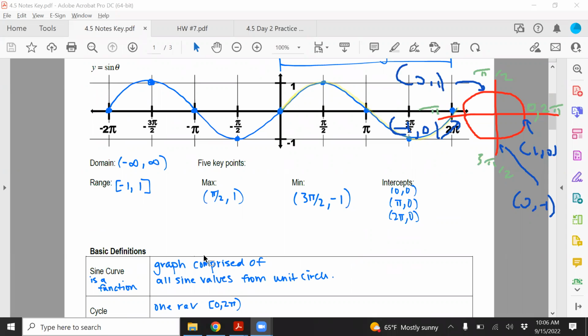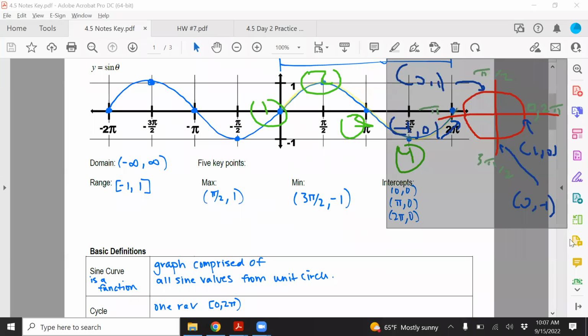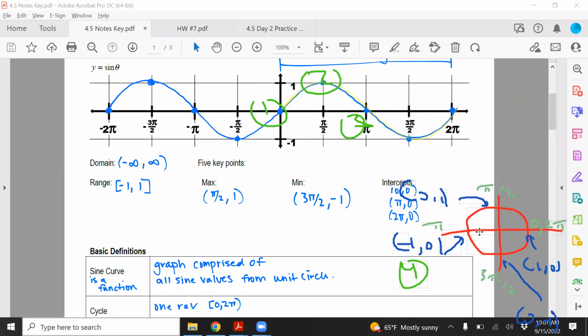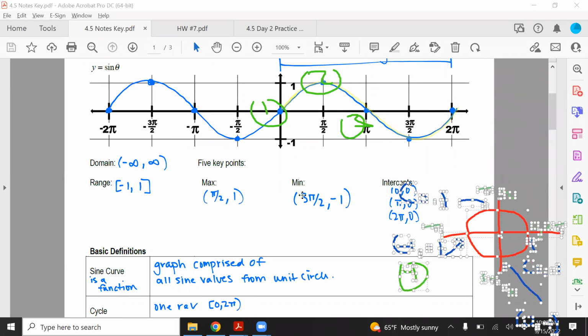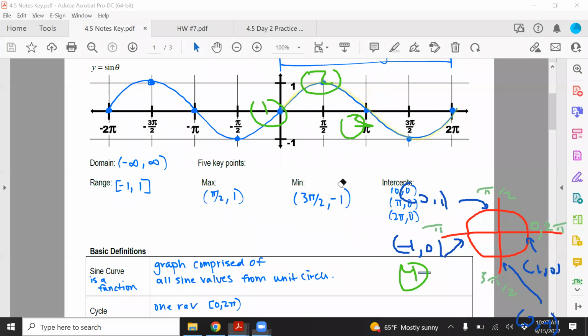We always have 5 key points. So I would say this is key point 1, 2, 3, 4. And I know it's a little messy. Let me move that unit circle elsewhere. Give me 1 sec. Erase. There we go. Yeah, so you have 5 key points.